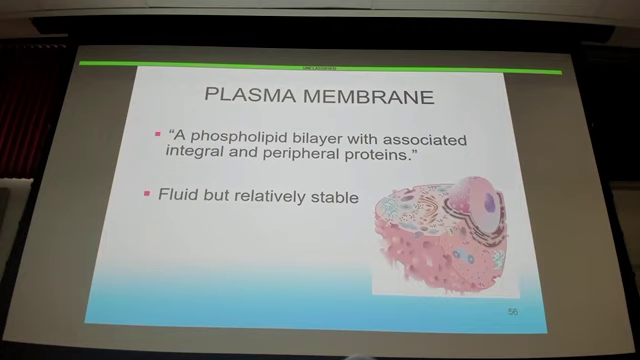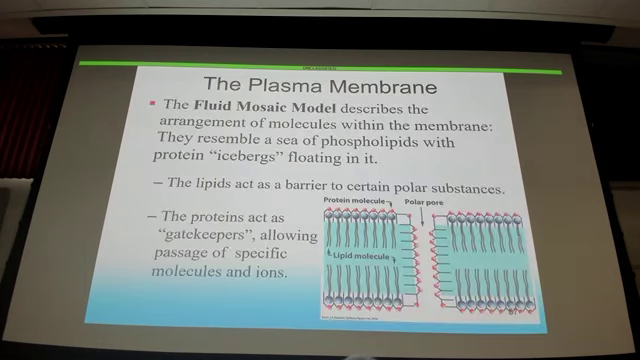So the membrane itself has a funny statement here. It's a phospholipid bilayer with associated integral and peripheral proteins. I'm going to underline it now, and I'll tell you why later. It's relatively stable, but it still is fluid, and so in quotes there, that's how you define the plasma membrane: phospholipid bilayer with associated integral and peripheral proteins. Whether you know what those mean yet or not, we will soon.